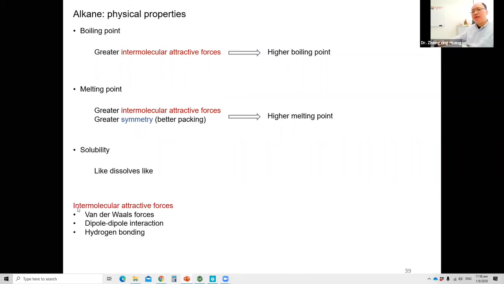So what are the intermolecular attractive forces mentioned here? Usually there are three kinds of them. One is van der Waals forces, one is dipole-dipole interaction, and one is hydrogen bonding. Remember that hydrogen bonding is actually one kind of dipole-dipole interaction. I will mention this again.